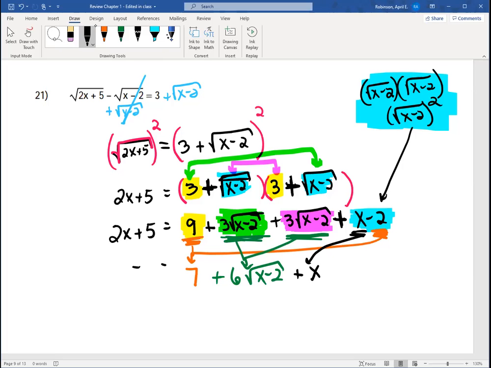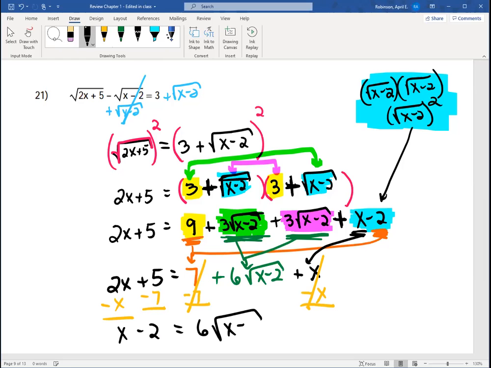So at this point, what I have is 2x plus 5 is equal to 7 plus 6 square roots of x minus 2 plus x. And I need to now isolate the square root of x minus 2. So I am going to subtract the 7 from both sides and subtract the x from both sides. That term cancels, that term cancels. I'm left with x minus 2 equals 6 times the square root of x minus 2. Now, I could divide off that 6, but I'm going to create a fraction on the other side. So it's actually easier just to leave the 6 there. You just have to be careful when you're doing the next step.